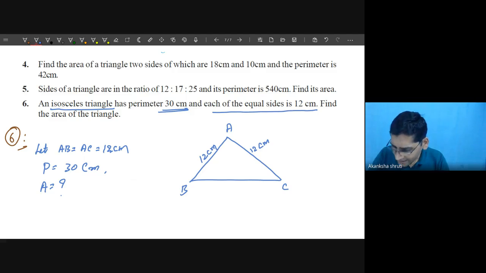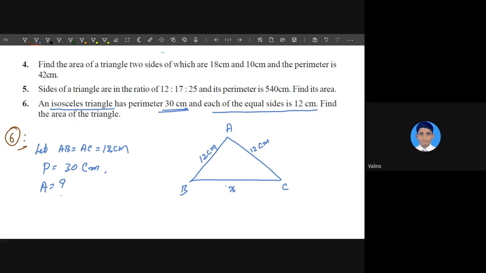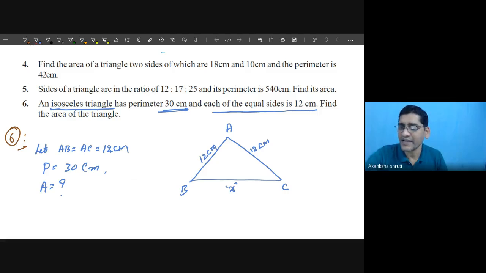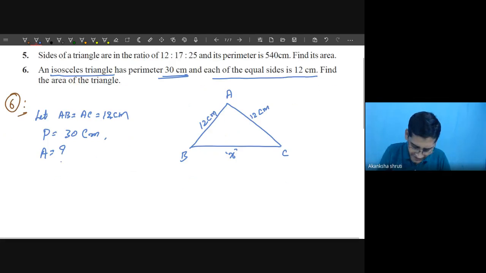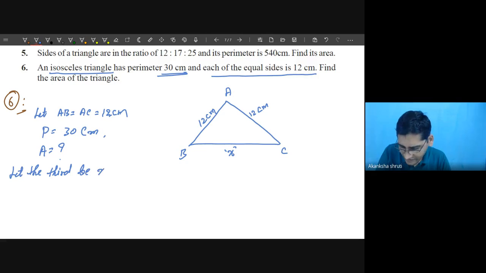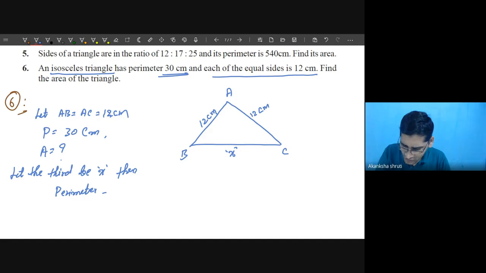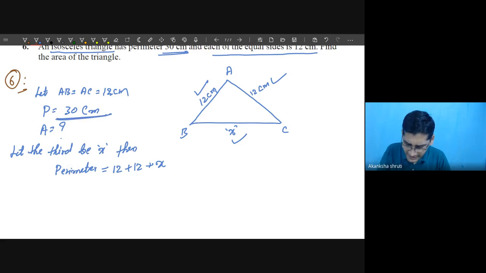So let the third side be X. You may consider this as X or A, as we have done earlier. So write, let the third unknown side be X. Then how is the perimeter? Perimeter is 12 plus 12 plus X, calculated by adding this 12 with the other 12 plus X. Good. Now it is given that this perimeter is 30 centimeter.